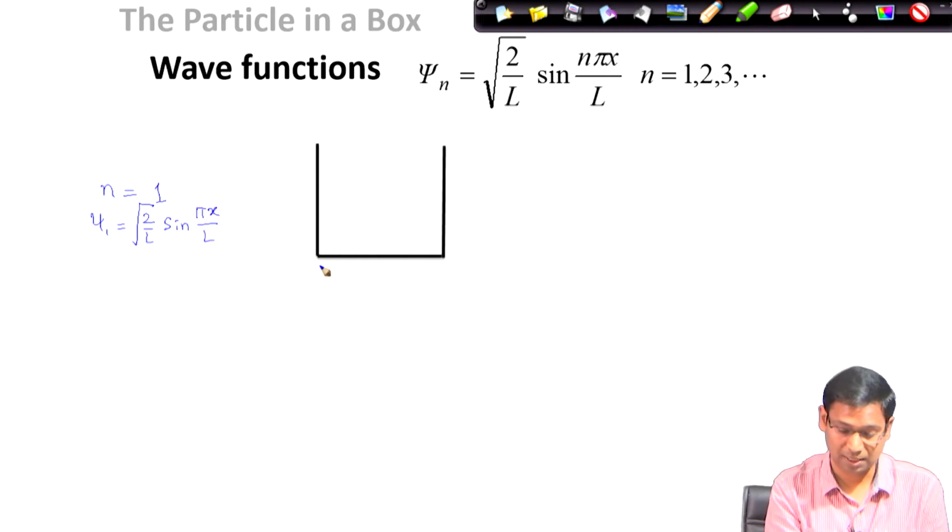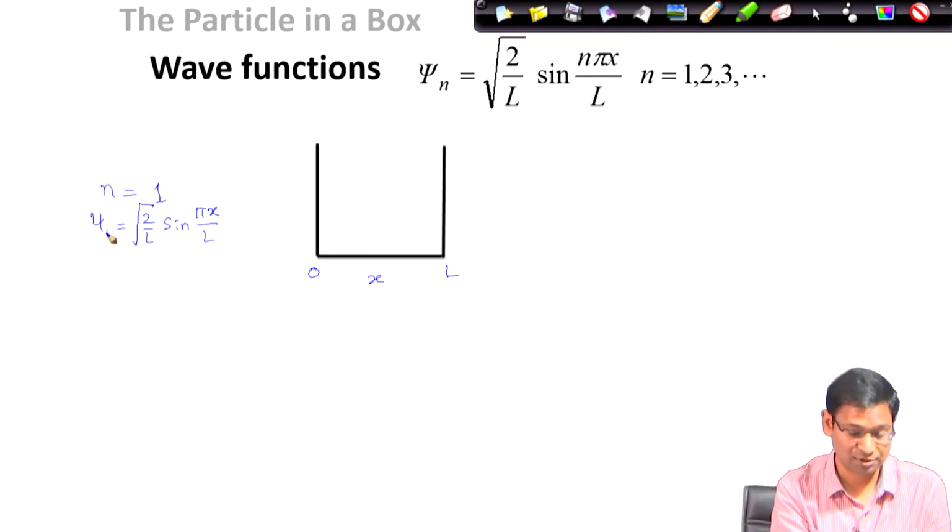So, this is my particle in a box, goes from 0 to L, this is my x axis. You can see when I have x equals 0, the wave function psi 1 of x is 0. So, this is sin 0, the wave function is 0 over here. When x is L, this becomes sin pi, again 0. So, at two boundary regions, the wave function is 0.